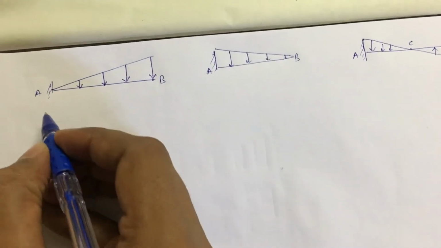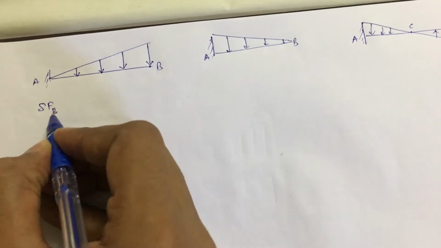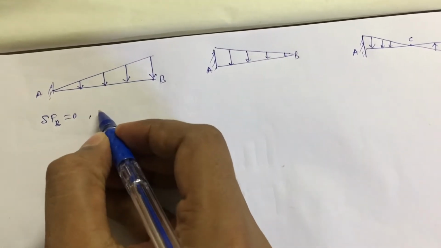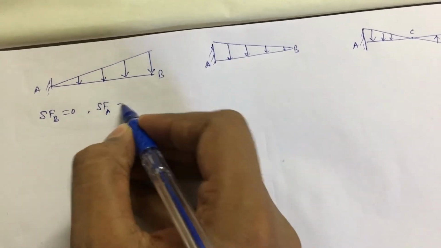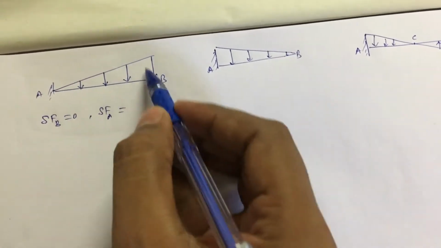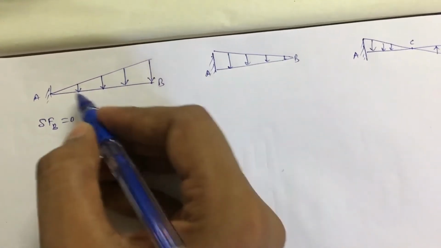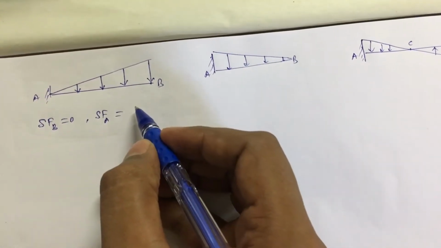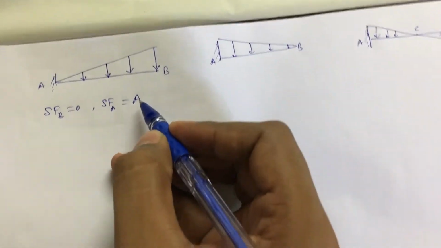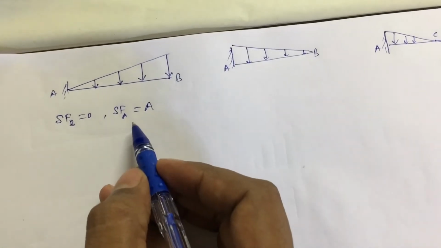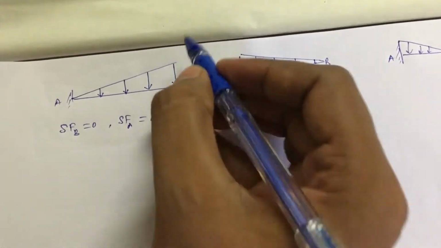So first of all, you find out shear force at B, which is 0 because we don't have any support here. Then you find out shear force at A. So that will be nothing but the area of the triangle, because at A it will be upward. So suppose that area is coming A. Okay, got it? So it's better if we take an example.